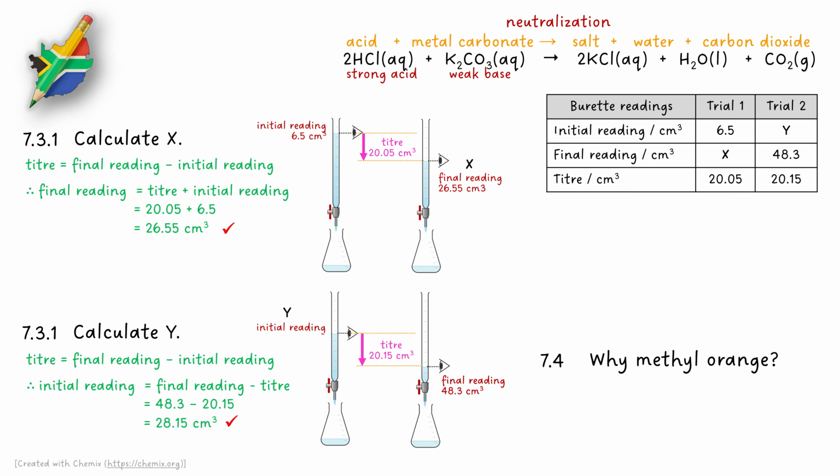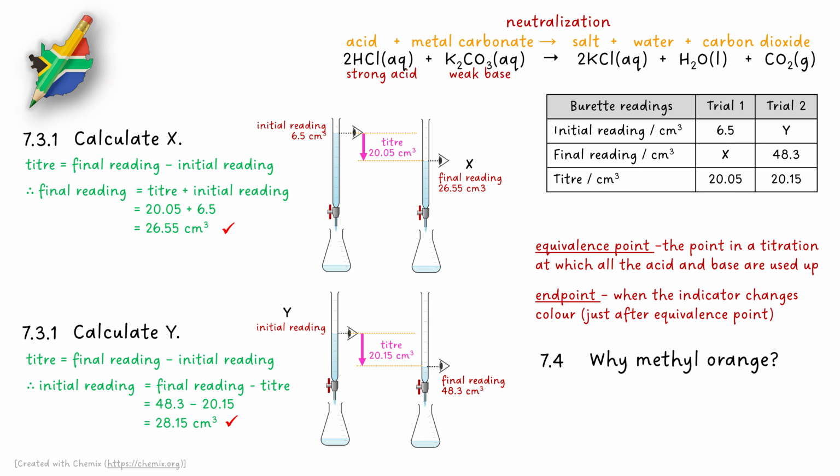We are then asked why methyl orange is chosen as an indicator. First, we need to know what equivalence point is. It is the point in a titration at which all the acid and base are used up. An indicator changes color just after equivalence point, at the end point, and the color change tells us the reaction is over. Different indicators change color in different pH ranges. We need to figure out the pH range in which methyl orange changes color.